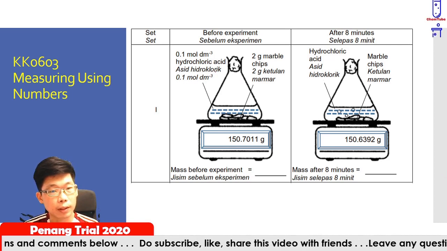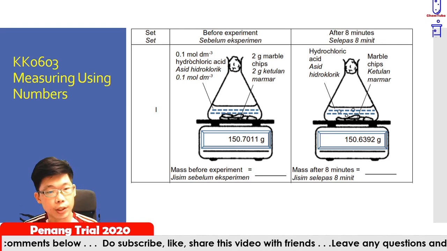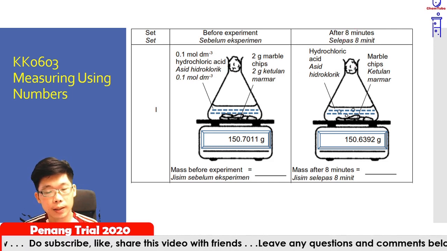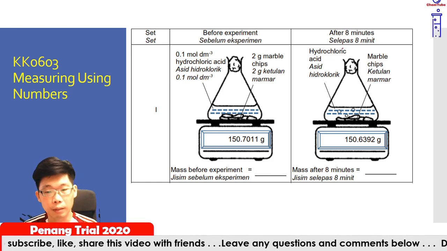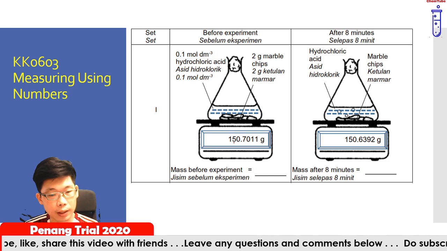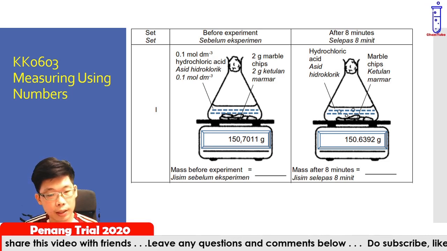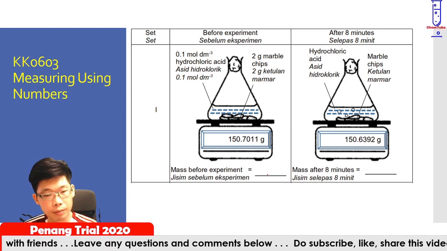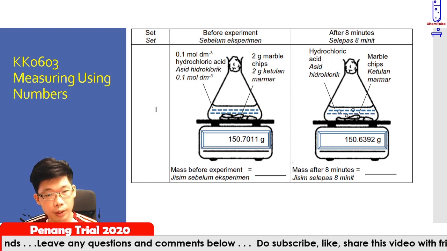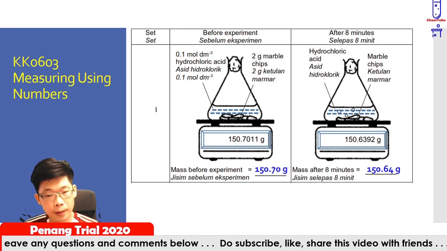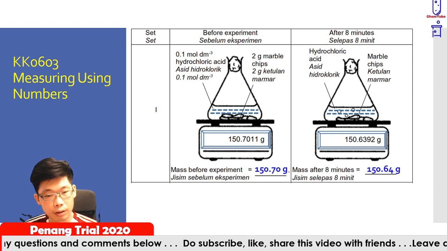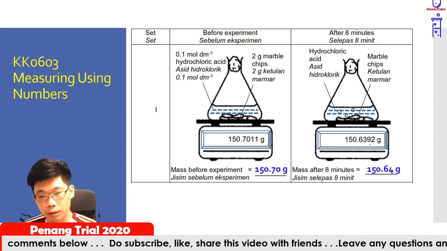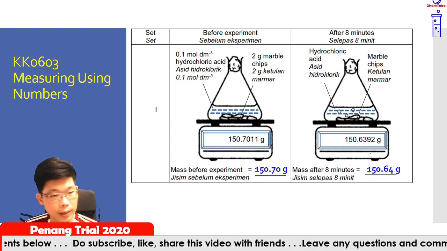Okay, so this one is before the experiment. We use the concentration is 0.1, 2 grams of marble chips. Then after 8 minutes, just now the video only showed until around 5 minutes. So round to 2 decimal places, so we have to round it correctly. No unit given, so you have to put in the unit for the mass. So it's 150.70 gram, and after 8 minutes will be 150.64 because you round to 2 decimal places. So this is for set 1.